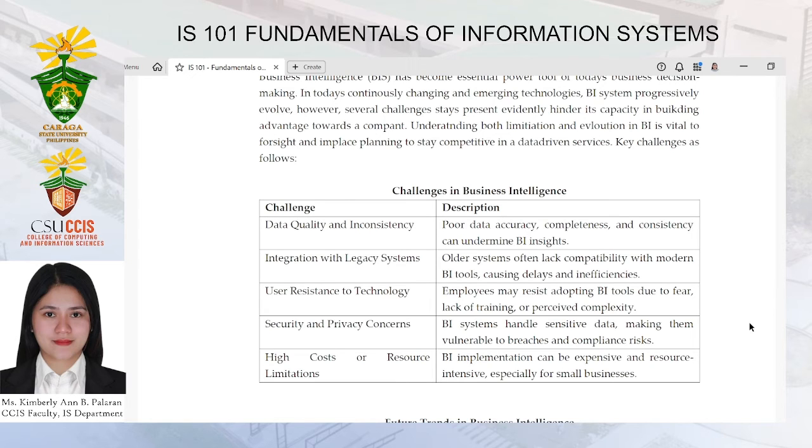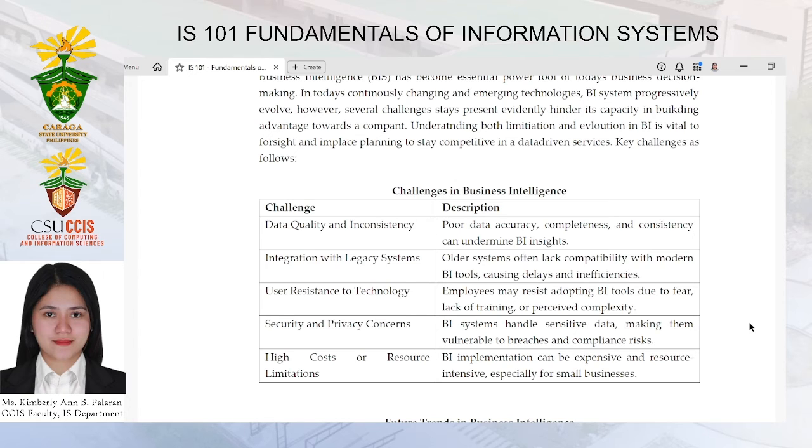So, no matter how advanced BI is, it has many challenges. Number one is data quality and inconsistency. Poor data accuracy, completeness, and consistency can undermine business intelligence insights. Number two is integration with legacy systems. Older systems often lack compatibility with modern BI tools, causing delays and inefficiencies. Business companies that have not upgraded their equipment cannot keep up with the BI tools, resulting in inefficiency in the workplace because the loading of data is slow or delayed.